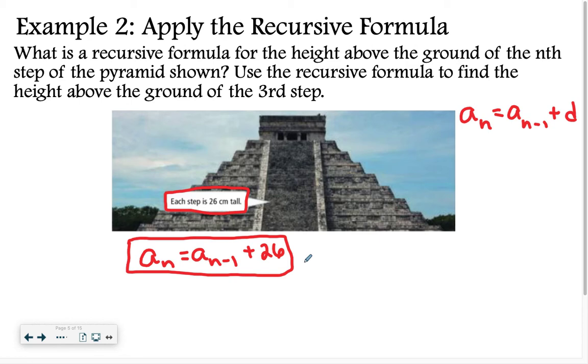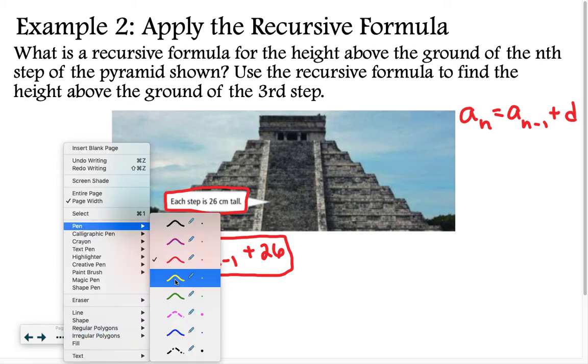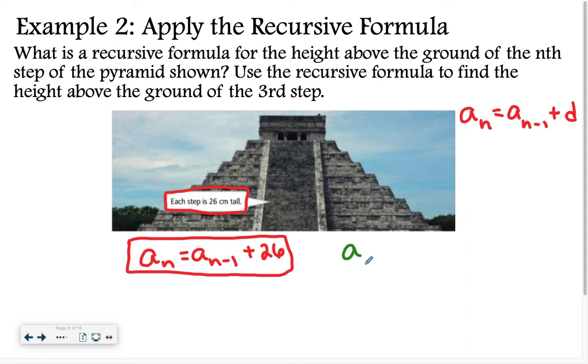Then the second part of the question says use the recursive formula. Okay, so we want to use that formula to find the height above the ground the third step is. So I'm going to say a subscript 3 equals a subscript 3 minus 1 plus d. And by d, I mean we know what d is, so let me try this again. A subscript 3 equals a subscript 3 minus 1 plus 26. So then I'm going to say a subscript 3 equals a subscript 2 plus 26. Okay, perfect. I now know how to find my a subscript 3, except one problem. I don't know what a subscript 2 is yet.